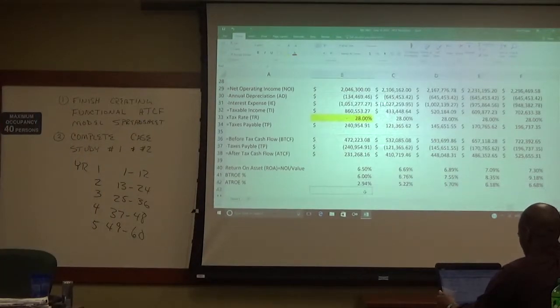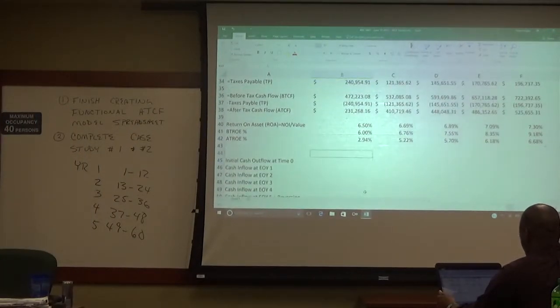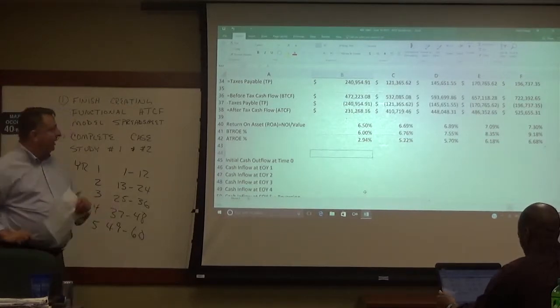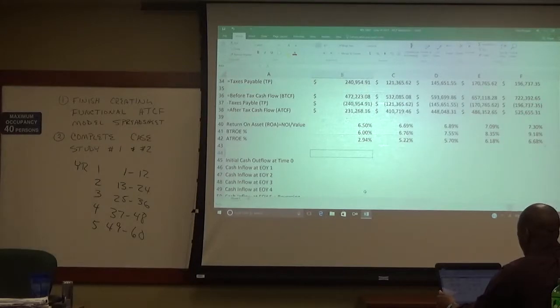Moving forward. Okay, I've got a couple of things I didn't type in. Just the all equity deal cash flows, that column, and then the before tax cash flows, and the after tax cash flows.